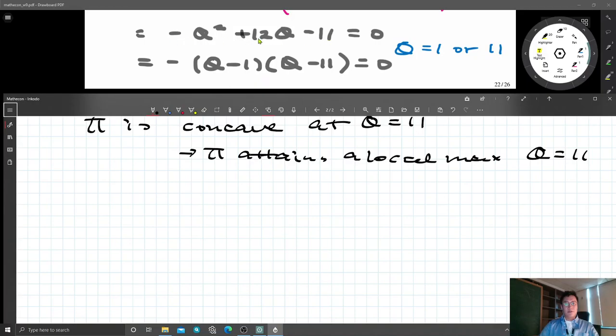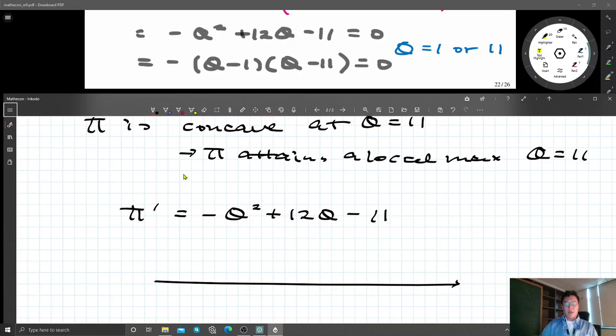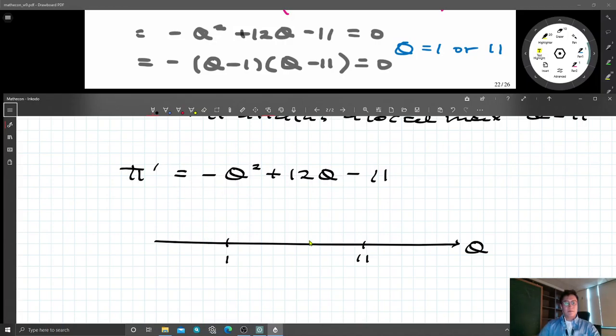So remember, this is the first order derivative. Pi prime was negative q squared plus 12q minus 11. And we have two solutions, 1 and 11. So we have two points where the sign of the derivative changes. You can easily check that the sign of the derivative is negative when q is lower than 1, and between 1 and 11, the sign is positive. And for q higher than 11, the derivative is negative.